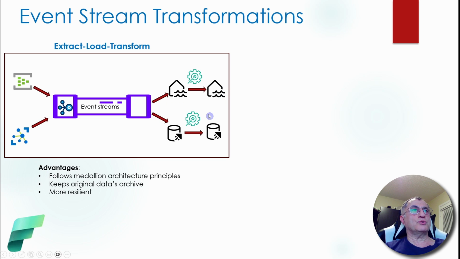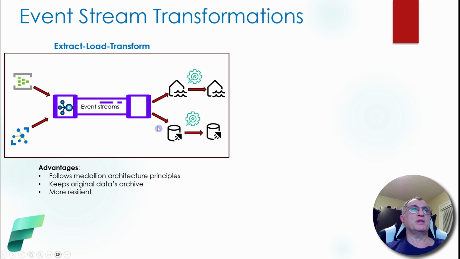An advantage of this approach is that it follows medallion architecture principles, which recommends that you bring the data to the bronze layer as is with minimal transformations. It also allows you to archive your original data, so you can keep adding your data and take care of transformations later. And if for some reason your transformations need to be re-engineered, you can easily come back and change this part without worrying about the ingestion part.